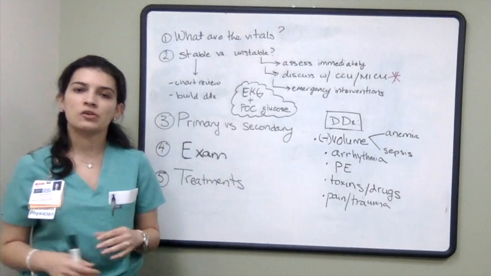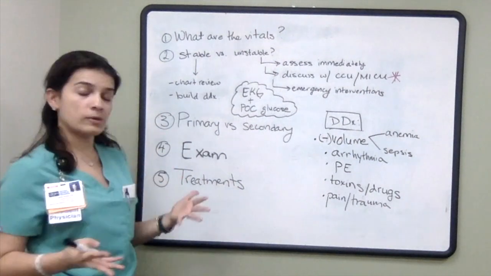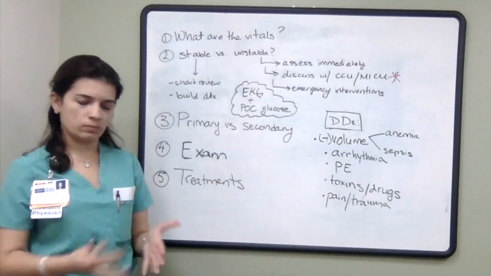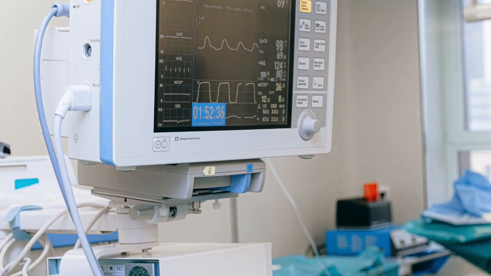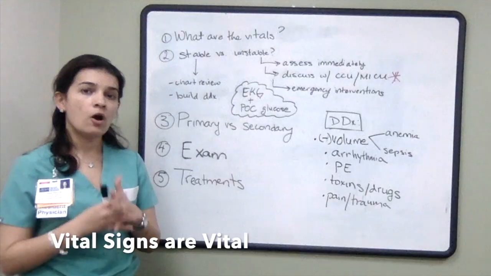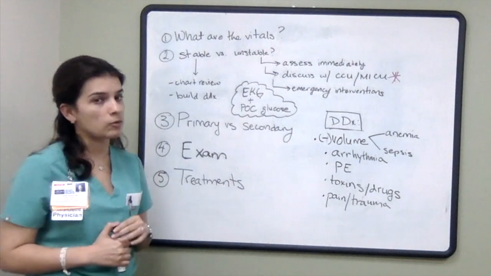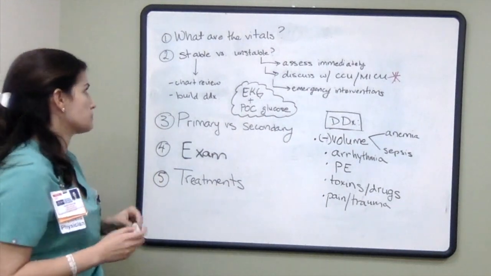When the nurse calls you that a patient is tachycardic, you want to pretty much immediately ask what are the other vitals? What is the blood pressure? What's the respiratory rate? What is their temperature doing? We always ask for a fresh set of vitals when the nurses are calling you about this sort of scenario.